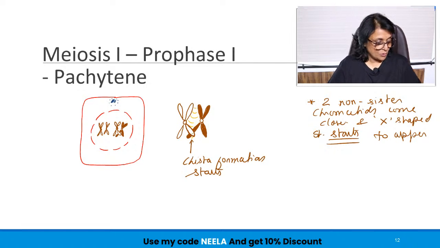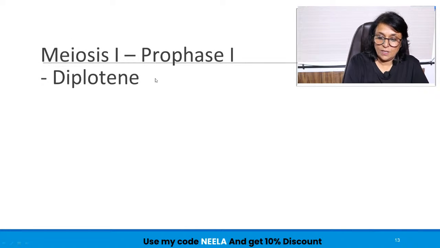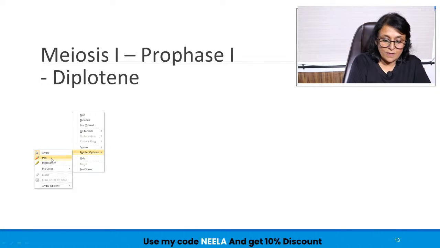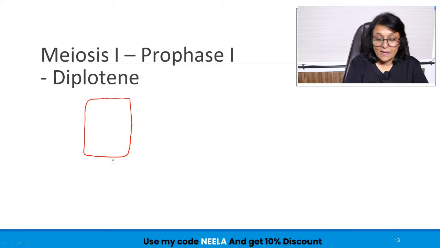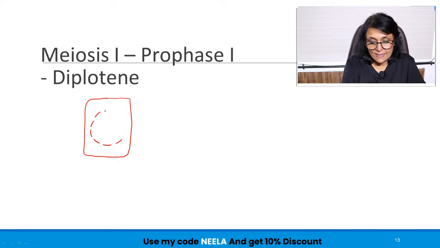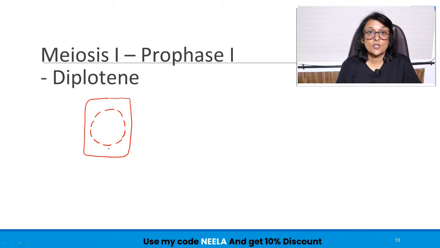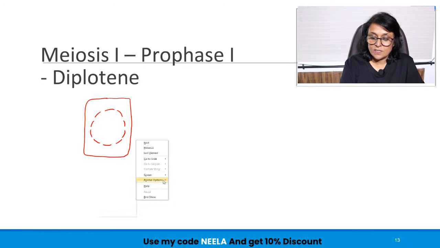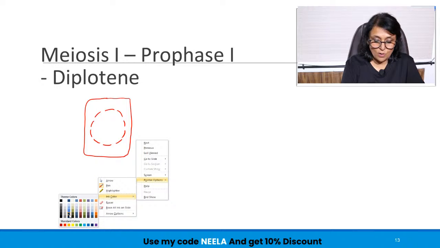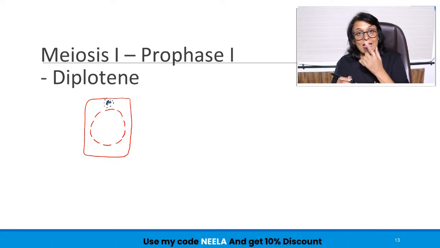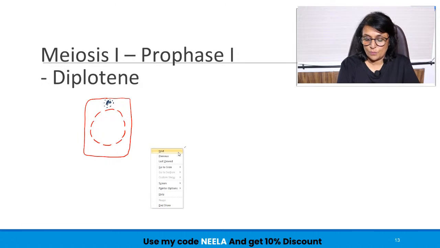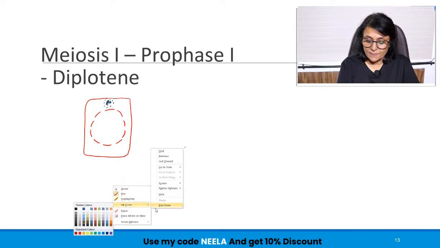Let us come to the next stage, Diplotene. Again, we will draw our basic cell and the structure which is there. This is our cell in Diplotene, and the nuclear membrane is still intact. No dissociation of nuclear membrane. What is the position of our centriole or centrosome? It is still at one position. And now let us talk about our chromosomes.